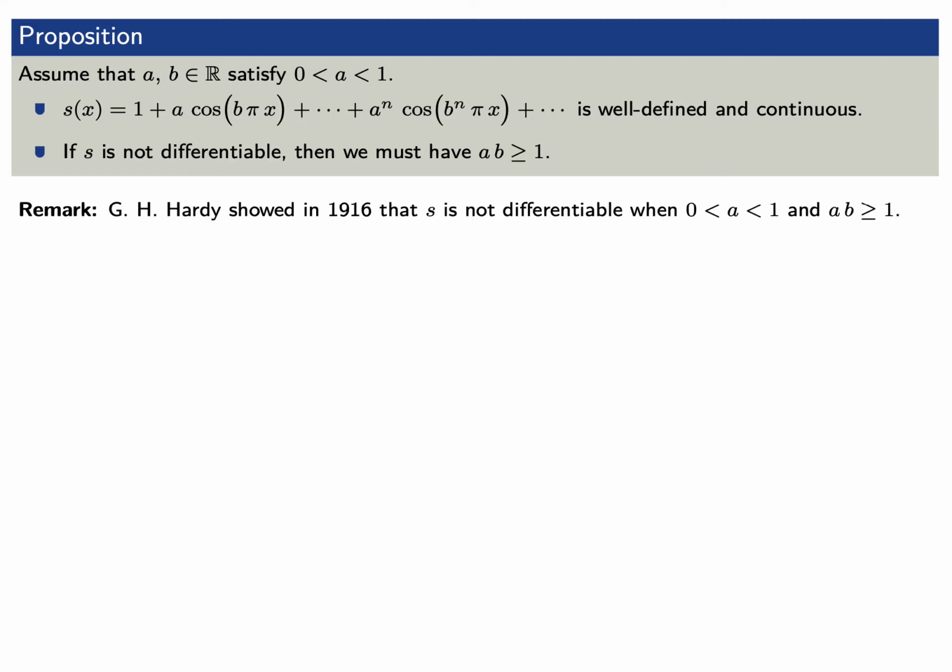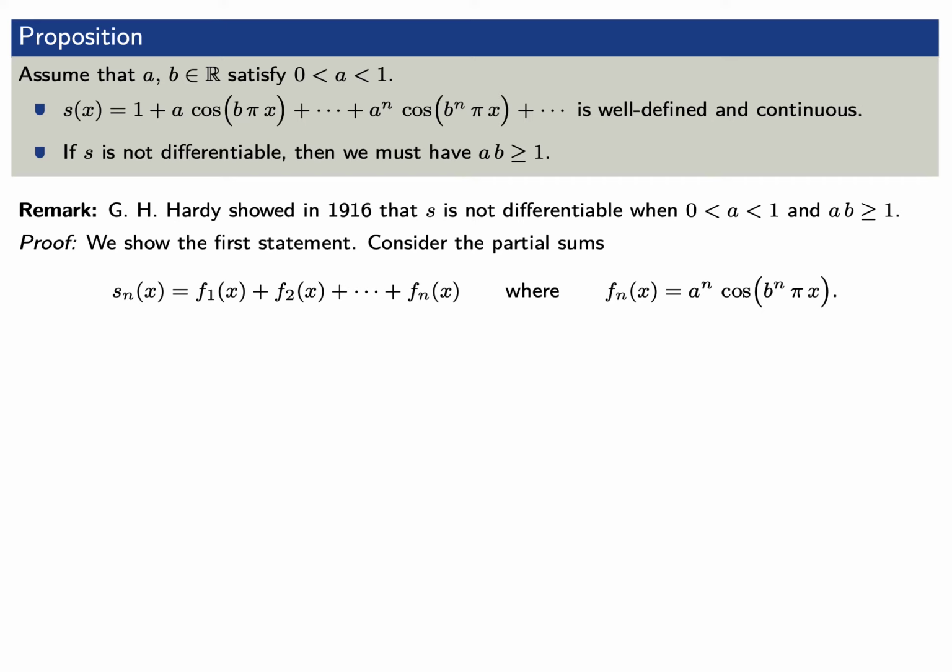As a remark, the English mathematician Godfrey Hardy showed in 1916 that S is not differentiable when 0 is less than a and a times b is greater than or equal to 1. This means that these conditions actually give us a necessary and sufficient condition for when the Weierstrass function is not differentiable. Let's show the first statement.